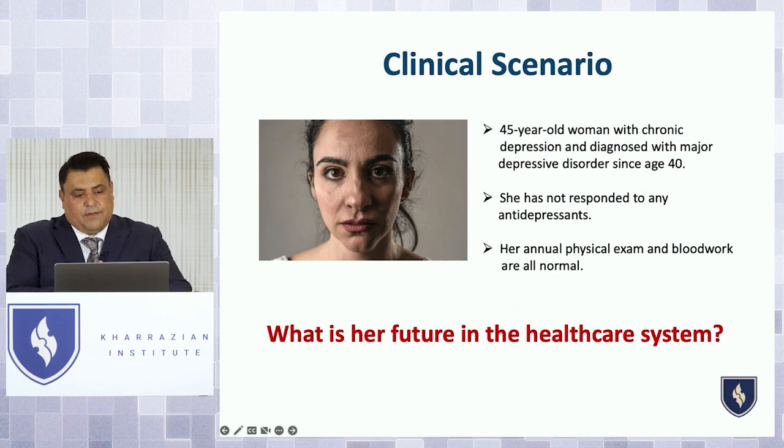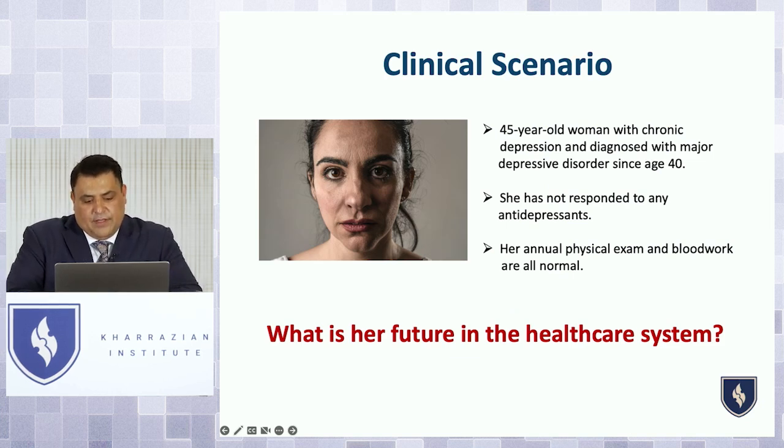So let's go back here to the very first example. If you have a 45-year-old woman with chronic depression diagnosed with major depressive disorder since age 40, she's not responding to antidepressants. No kidding. Because first of all, they don't work long-term. Their effect size has been very limited, and more than likely, she probably has all the things that contemporary research has shown. She has most likely neuroinflammation. She probably has mitochondrial dysfunction. She has inability for synaptic plasticity.